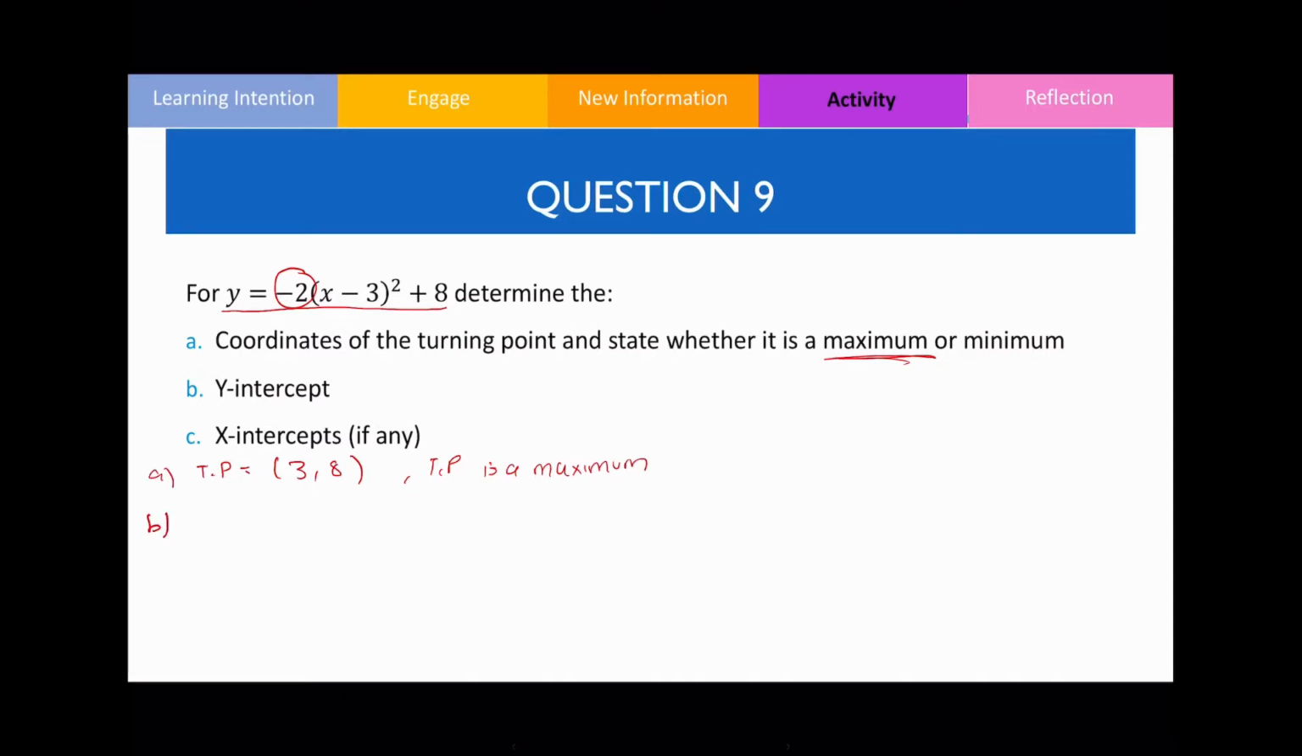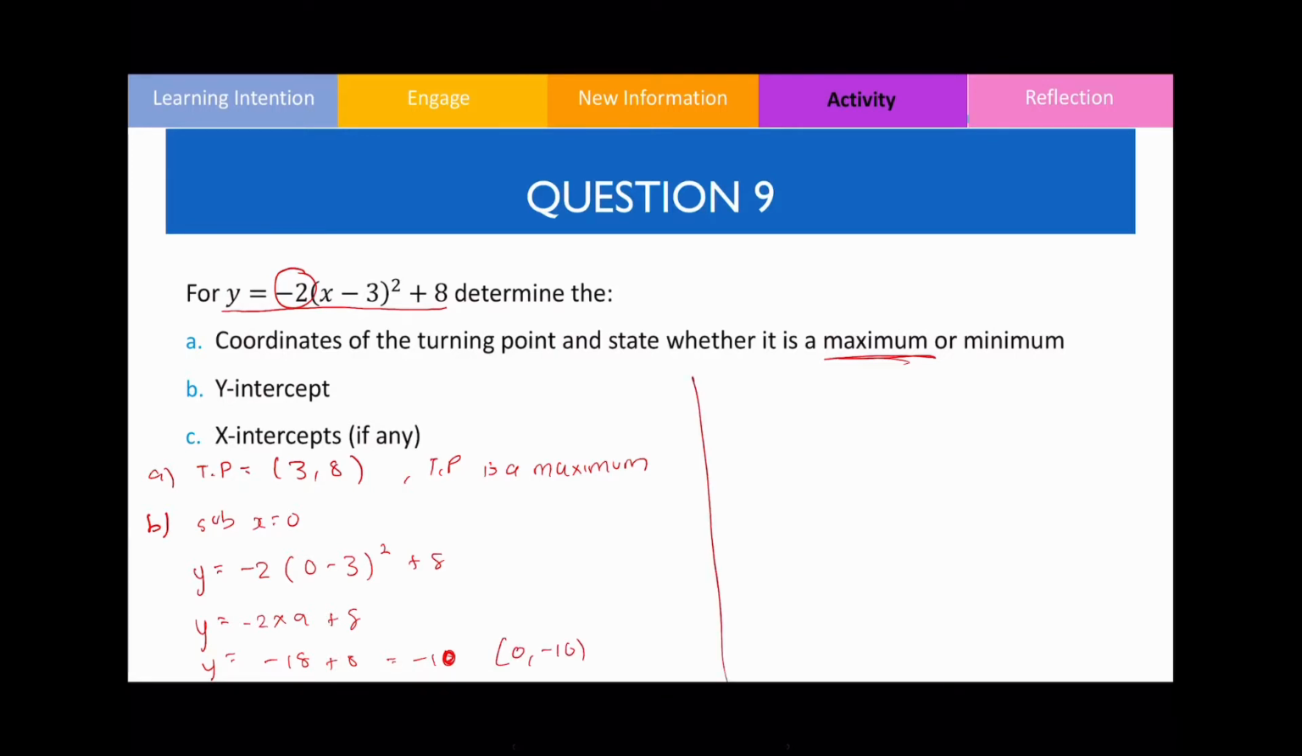For part B, we're trying to find out what your y-intercept is. To do that, you just sub x is equal to 0 and then solve for y. So y is equal to negative 2(0 minus 3) whole squared plus 8. Negative 3 whole squared is equal to positive 9. So it will be negative 2 times positive 9 plus 8. y is equal to negative 18 plus 8, which therefore gives you negative 10 as an answer. And if I was to write my y-intercept as a pair of coordinates, it will be (0, negative 10).